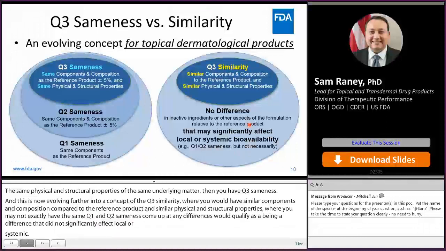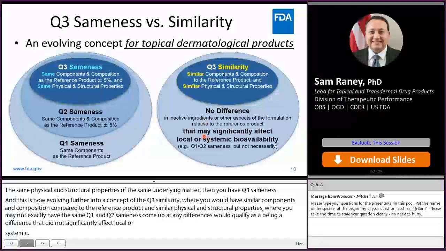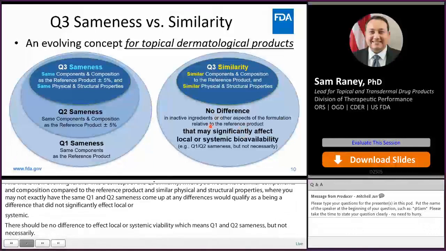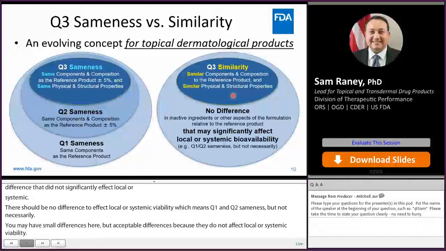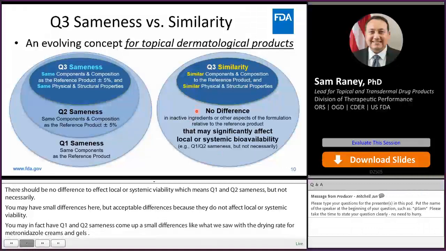So you might have small differences here, but acceptable differences because they don't affect local or systemic bioavailability. Or you may in fact have exactly Q1, Q2 sameness, but small differences like what we saw with the drying rate for metronidazole creams and gels, that one might say, well, it may not be something we can call Q3 the same, but it's very similar. Either way, we see that we have this concept of Q3 similarity.